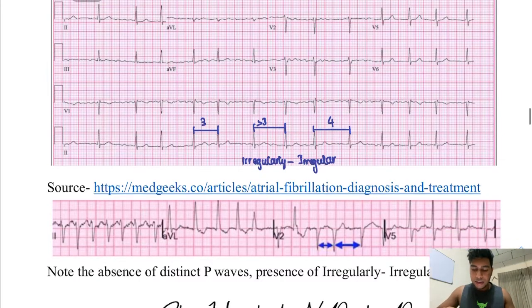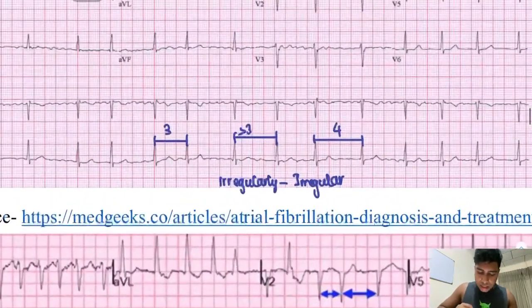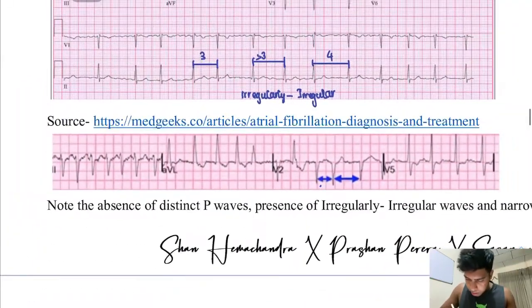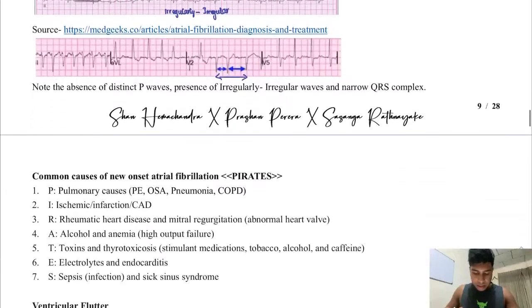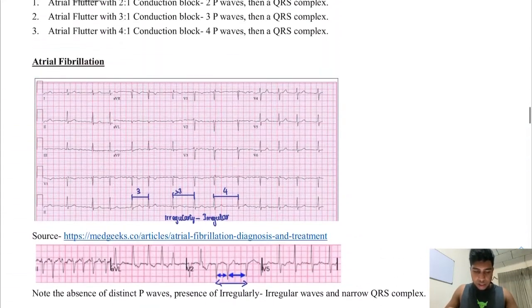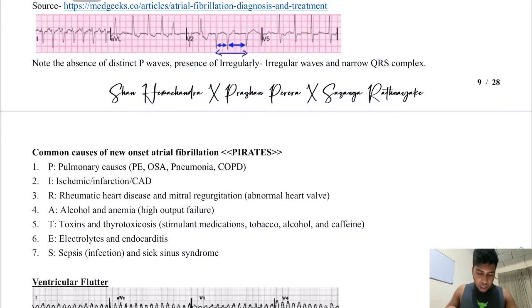What does that mean? You can see that here. Okay, you can see that here. You can see the difference. Okay, and here are some causes of atrial fibrillation. Usually this is a common thing after myocardial infarction.